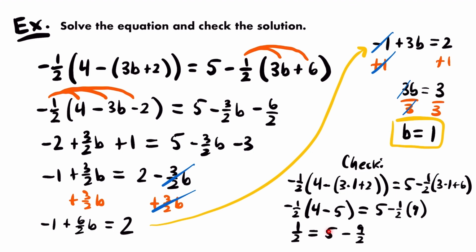We need to represent 5 in terms of halves. So you can multiply it by a form of 1, of 2 divided by 2. That will give you a denominator of 2. And 2 times 5 is 10. So what we get here is 1/2 is equal to 10 halves minus 9 halves. And now we have common denominators. You can combine the numerators, and 10 minus 9 is 1. So on both sides of the equation, we do get 1/2. 1/2 is equal to 1/2, which is a true statement, which means that b equals 1 is the solution to this equation. Okay, and so with that, we're done.